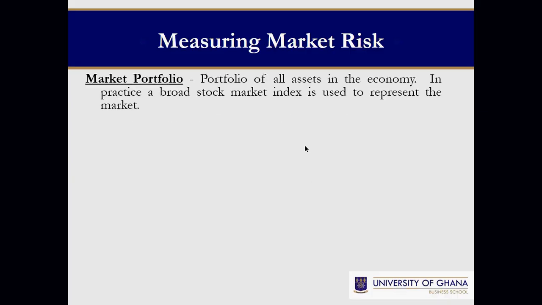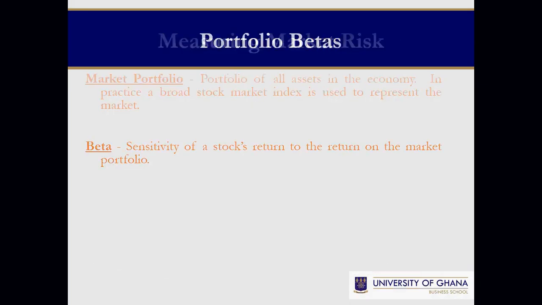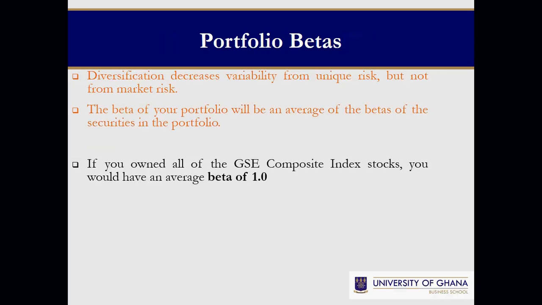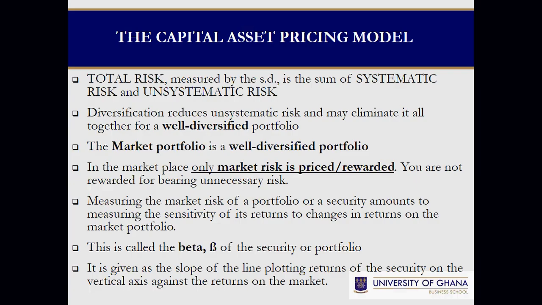The market portfolio of all assets in the economy. Total risk, measured by the standard deviation, is the sum of systematic risk and unsystematic risk. Diversification reduces unsystematic risk and may eliminate it altogether for a well-diversified portfolio. The market portfolio is a well-diversified portfolio. In the marketplace, only market risk is prized or rewarded. You are not rewarded for bearing unnecessary risk.